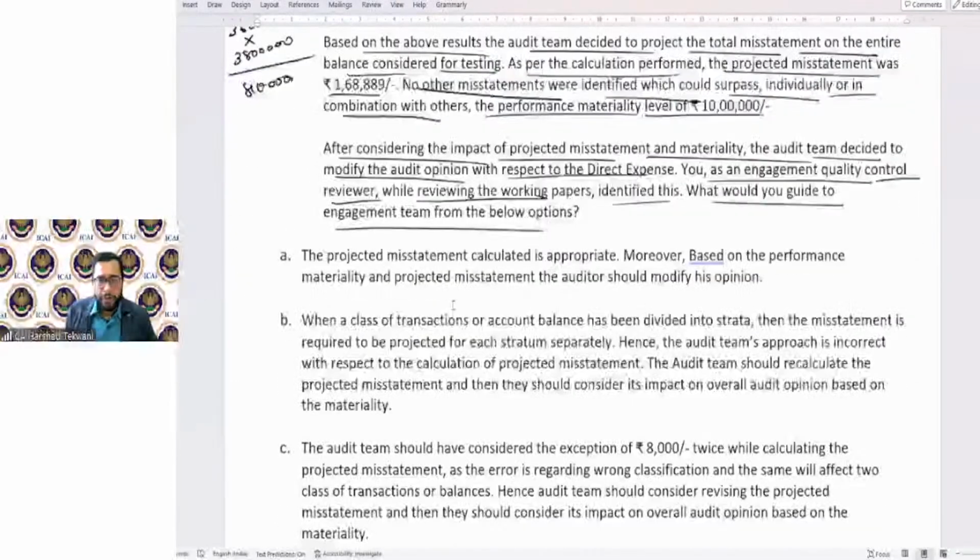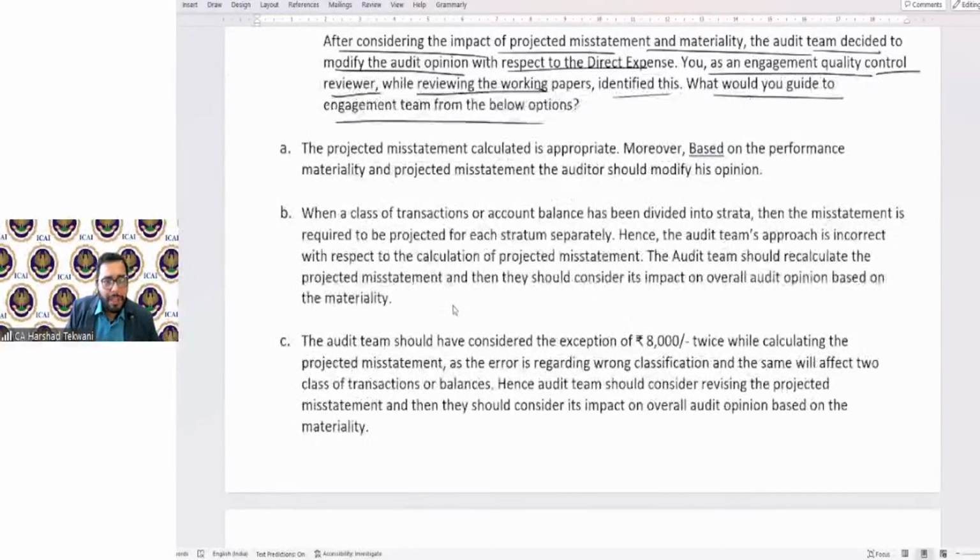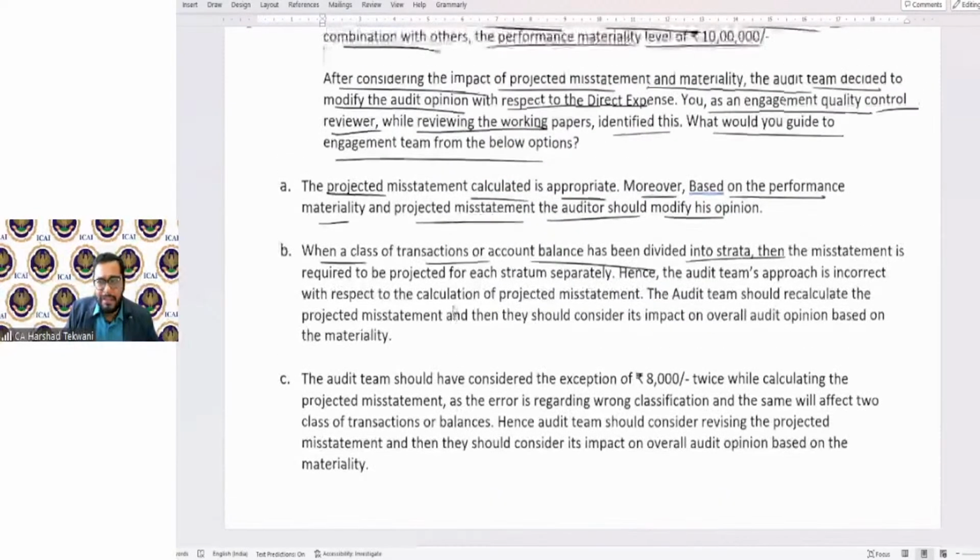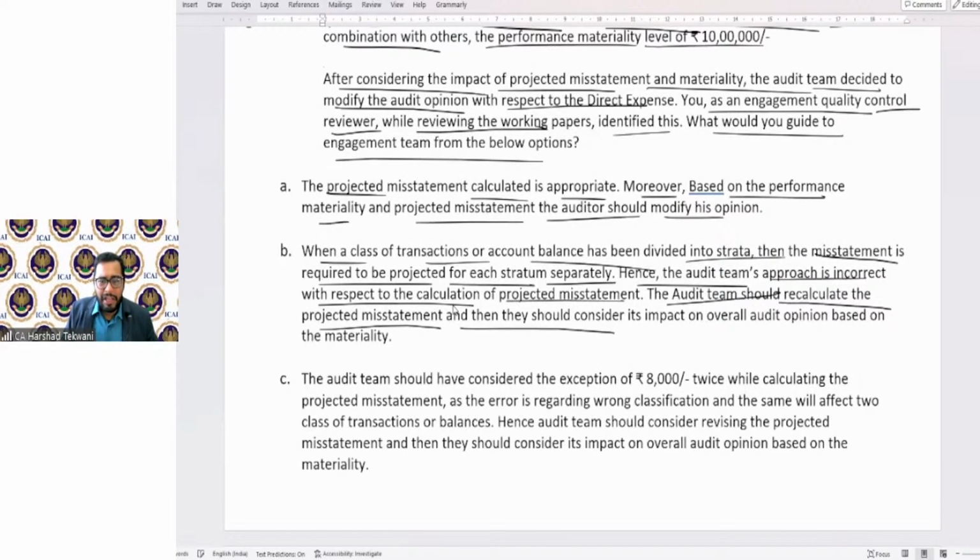Now let's see the options over here. The projected misstatement calculated is appropriate. Moreover, based on the performance materiality, the projected misstatement, the auditor should modify his opinion. When a class of transaction or account balance has been divided into strata, the misstatement is required to be projected for each stratum separately. Hence, the audit team approach is incorrect with respect to the calculation of projected misstatement.